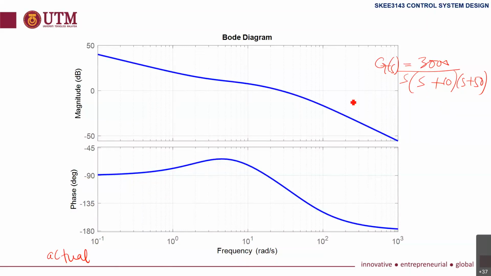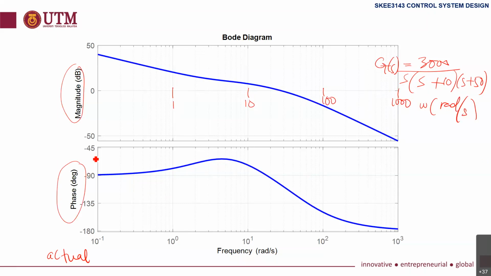Here in MATLAB, the default is 4 decades. Here is 10 to the power of 0, which is 1, 10, 100, 1,000 radian per second. Here omega is in radian per second. Okay, 0 dB, this is magnitude, and phase in degree.